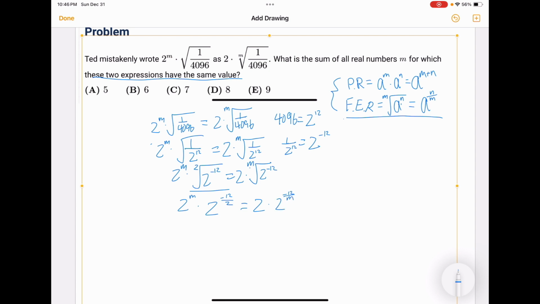Now we can use the first rule, the product rule, because all of these bases are 2, so we can just add up the exponents. Now, because the bases are the same, we should set the exponents to be the same in order for this equation to be valid. And now we can just simplify this equation.